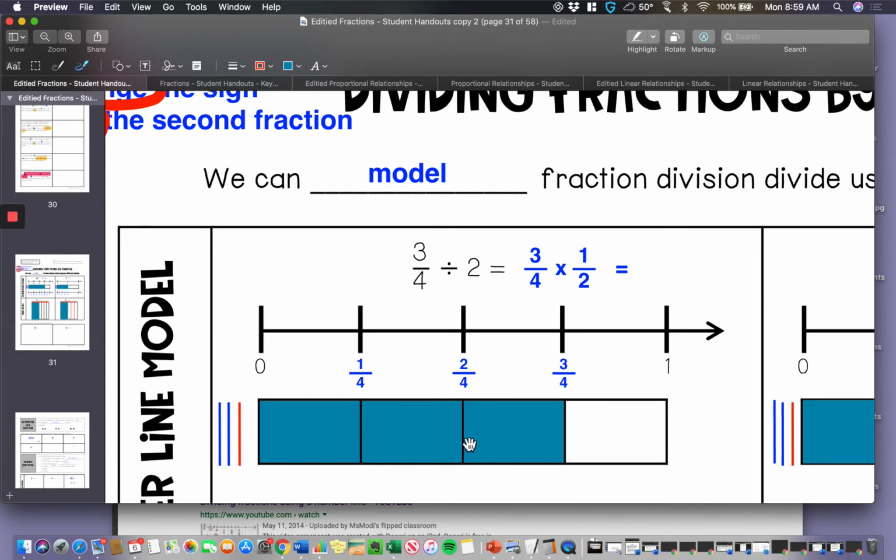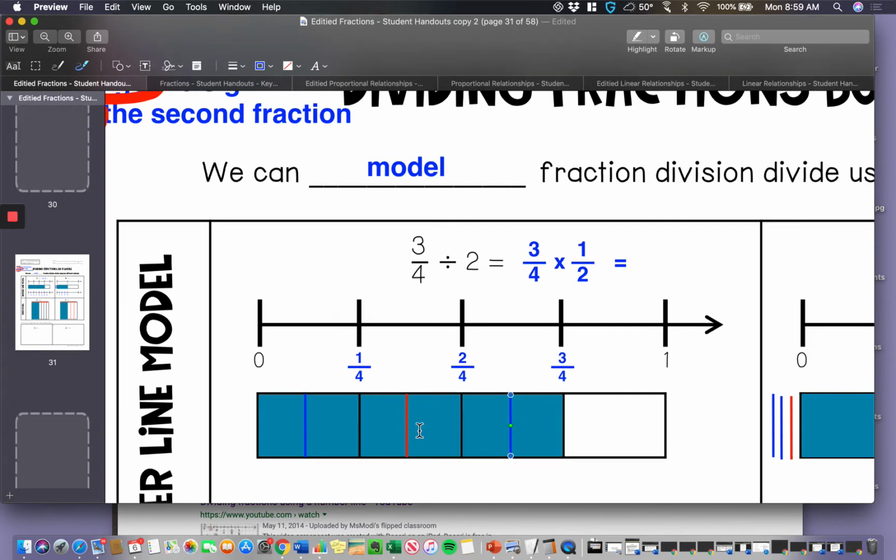So I have 3/4 here, and I need to break it up into 2. So each time I'm going to break up each box into 2. So now I have half of the first box, I have half of my second box, and I have half of my third box.